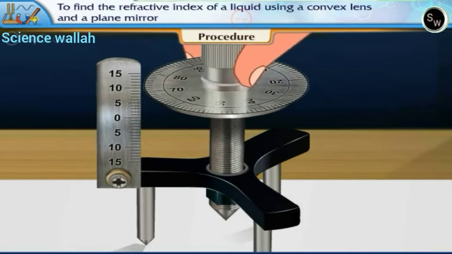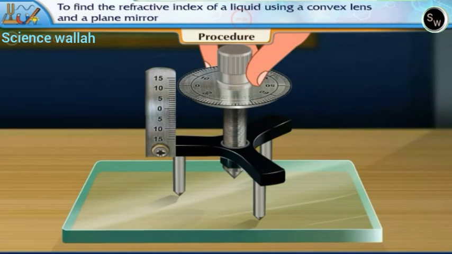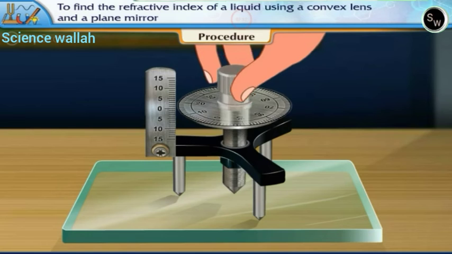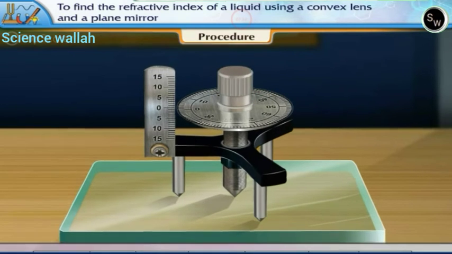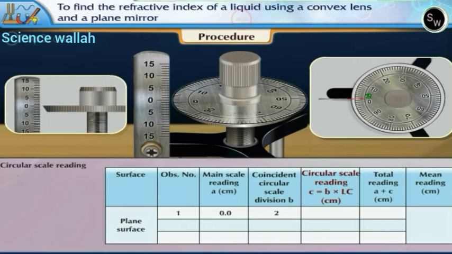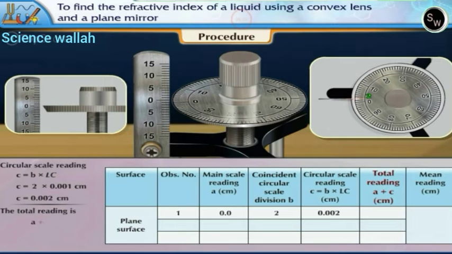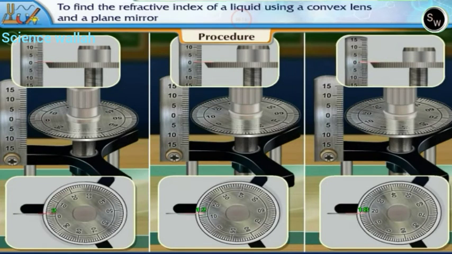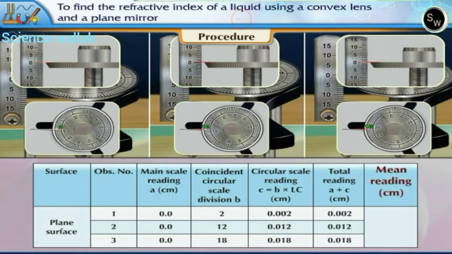Now, raise the screw and place the spherometer on the plain glass plate. Lower the screw till its tip just touches the glass plate. Note the main scale reading A and the circular scale division B. Hence, calculate the circular scale reading C and the total reading A plus C. Take at least 3 independent readings for the same surface, each time raising the screw and lowering it. The mean of these readings, Y0, is often called the zero reading or reference reading.